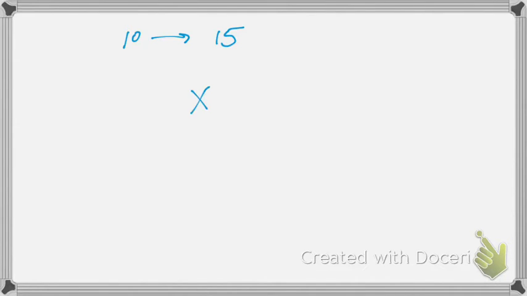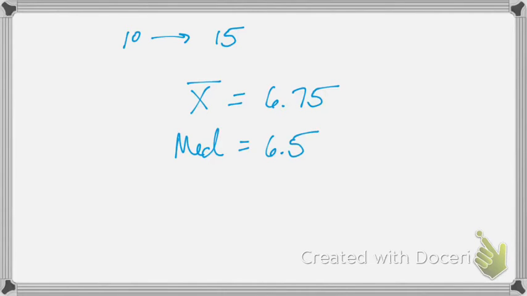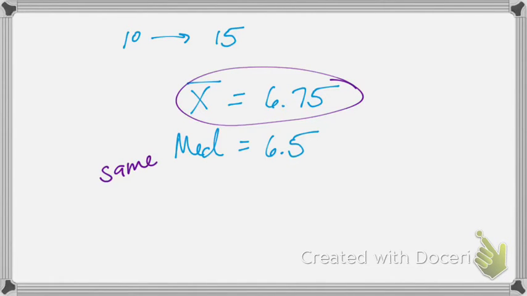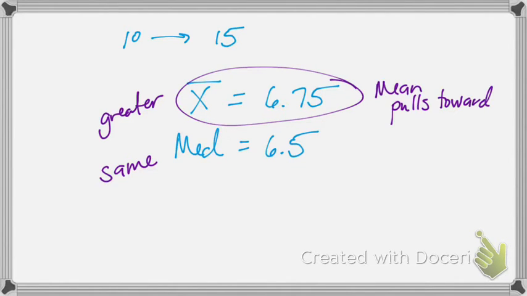The mean was what? 6.75, but the median did what? 6.5. So what did you notice about the changes in the mean and the median? Median stayed the same, but the mean gets greater. So the mean is pulling towards the outlier. The median stayed the same because the middle values did not change.